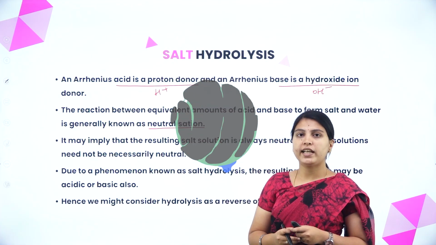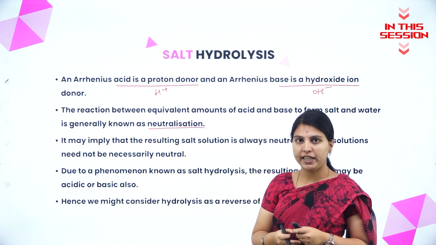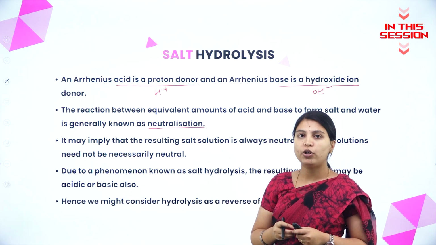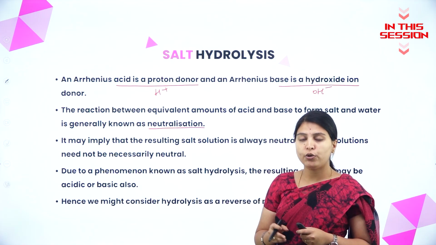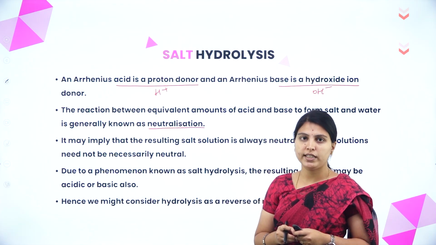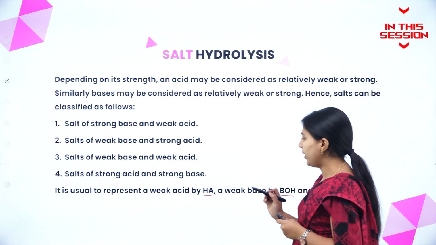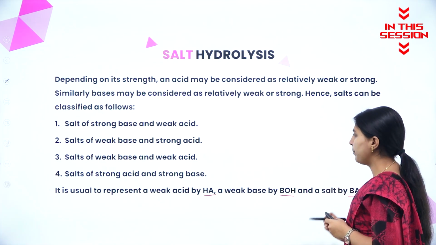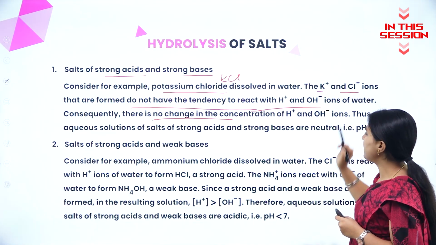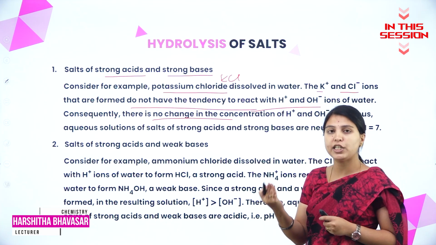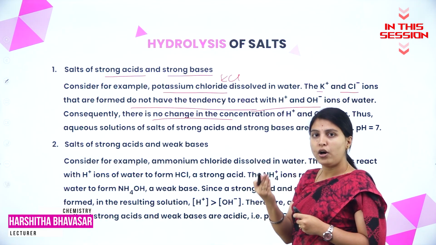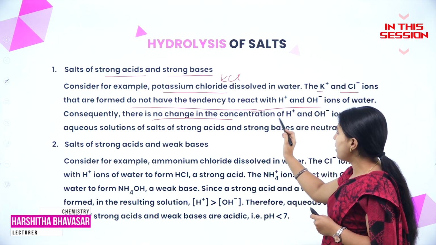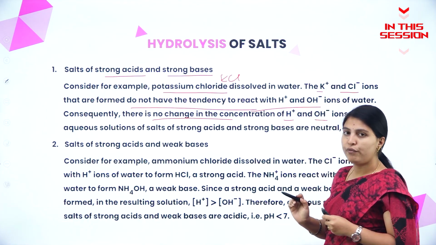When the reaction takes place between acid and base, salt and water will be formed. That overall reaction is called neutralization. Usually we represent weak acid by HA, weak base by BOH and salt by BA. If K plus and Cl minus do not react with H plus and OH minus ions, the concentration of H plus and OH minus will not change.